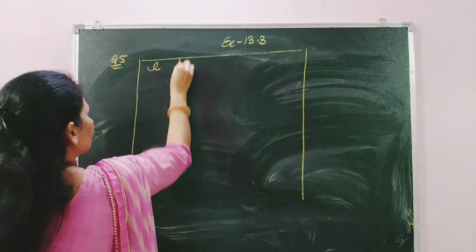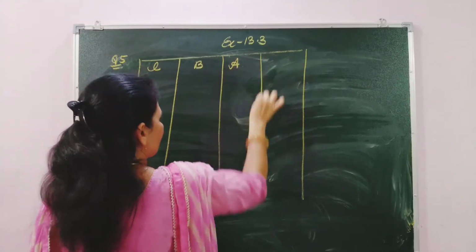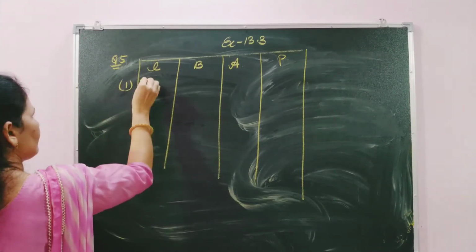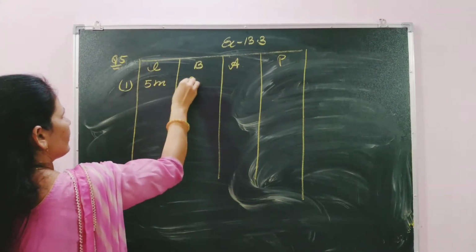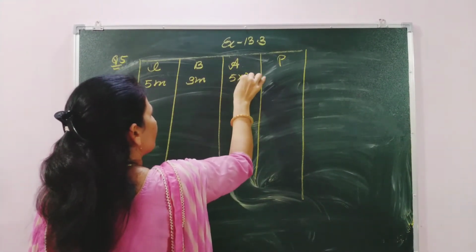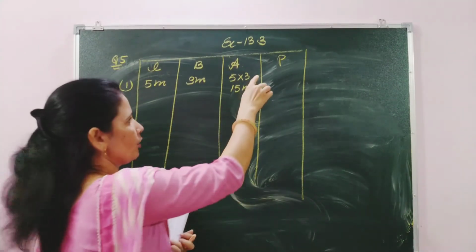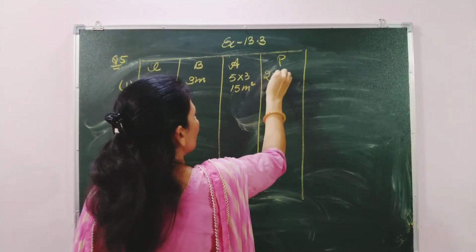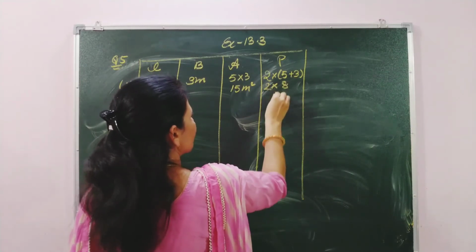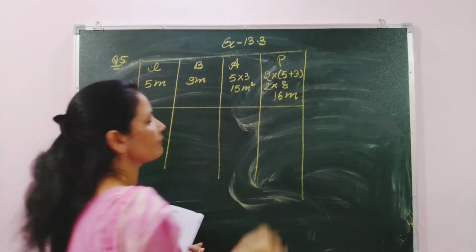Here they have shown the length, here breadth, then after area, and then after perimeter. Student, first part they have given, if the length is 5 meter, breadth is 3 meter, can you find out the area? Yes, length into breadth. So 5 into 3, that's mean 15 meter square. And then after they ask, can you find out the perimeter? Yes, the formula is 2 into L plus B. That means 5 plus 3. So 2 multiplied by 8, that means 16 meter. So in this way, students, you have to find out the missing term in this question.